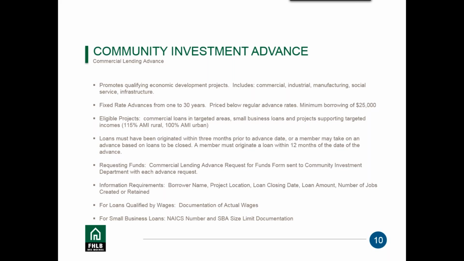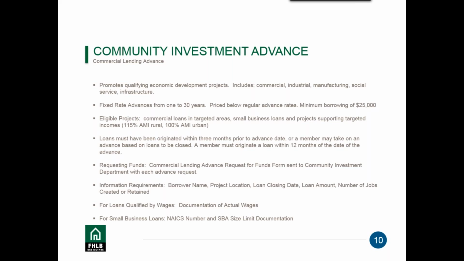Eligible projects could include commercial loans in targeted areas, small business loans, or they could be projects that support targeted incomes, which are 115% of rural area median income and 100% of urban area median income. There is a maximum 90-day look-back period. Also, once you've reserved a CIA allocation, you're going to need to certify that a qualifying loan has been made within 12 months of the date of the CIA advance. It's an easy process. Talk to your relationship manager if you've got interest in this. Very, very easy to put together.